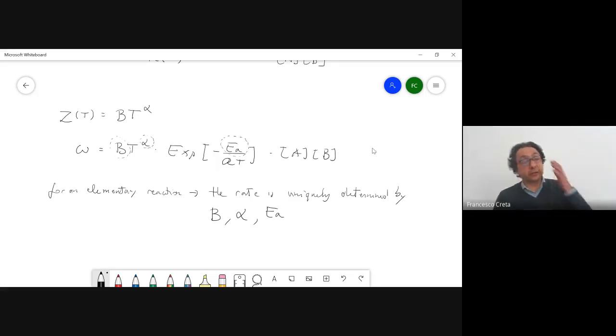I don't need anything else to be specified. Because if you give me B, alpha and EA, I can always write the form of the reaction rate. Why? Well, because the temperature here is the temperature, RT, R is the universal gas constant, and A and B is the term, well, whatever you have here, this is the product of the concentrations, right? To the power of whatever.